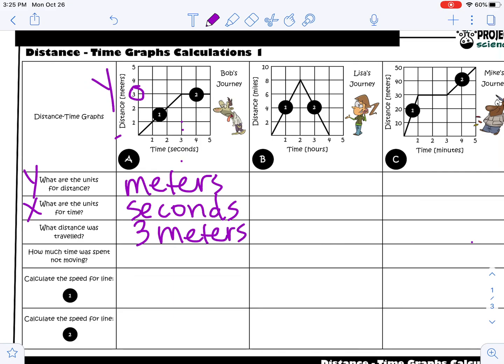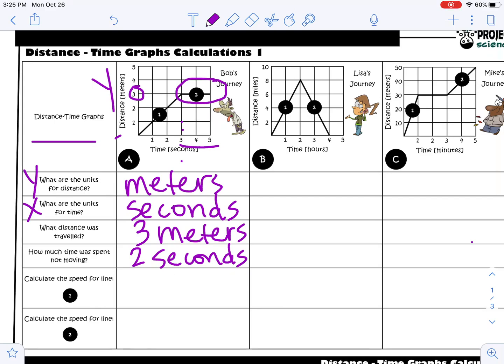How much time was spent not moving? On a distance time graph, when we have a horizontal line like this, that means no movement. We're not changing our distance at all, and yet time is still ticking on. So in this case, how much time was spent not moving? It would be 2 seconds.